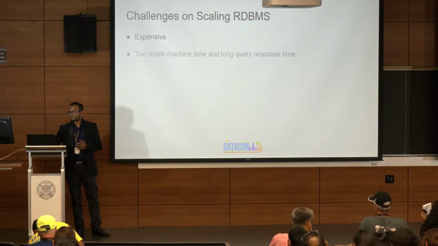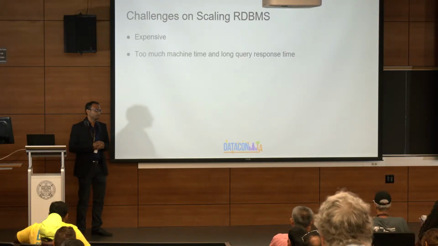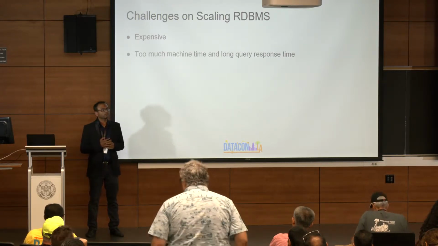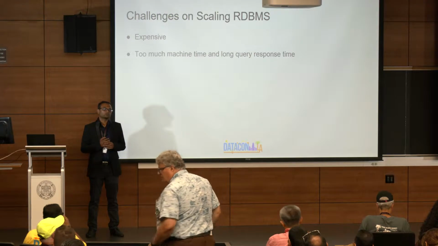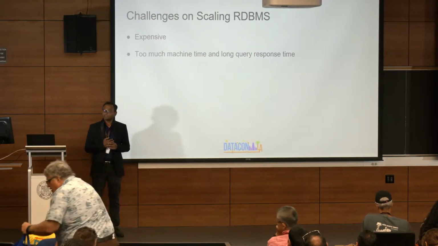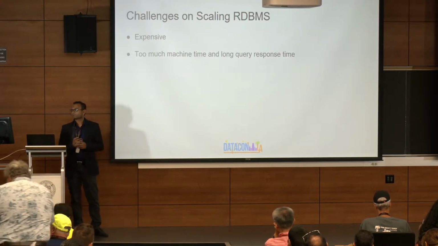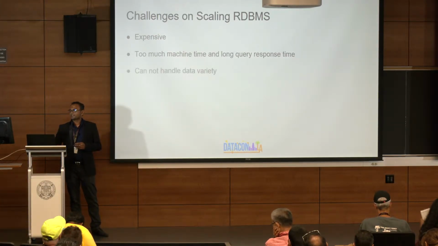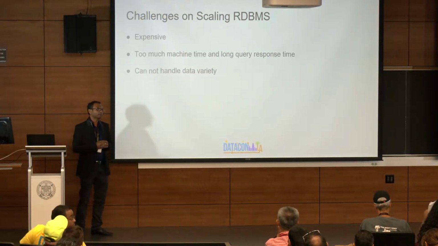The second is too much machine time. When you add more servers and run complex analysis on those models, it will take so much time. The response times will grow bigger and bigger every time you add more data and more servers to your RDBMS cluster. And the last one is that it can't handle data variety.